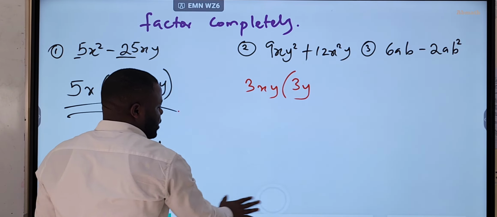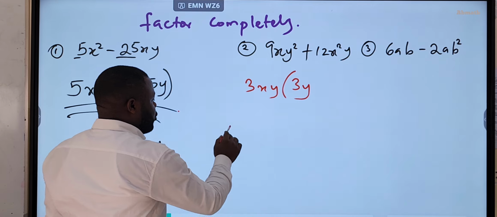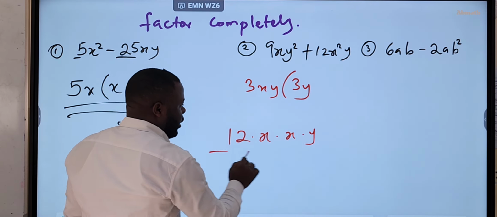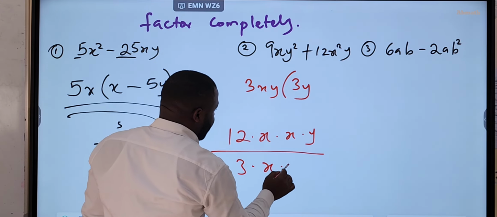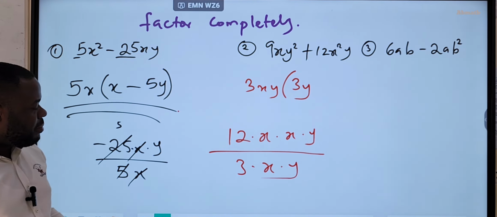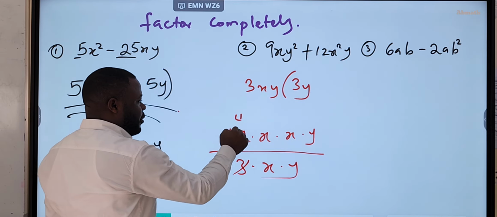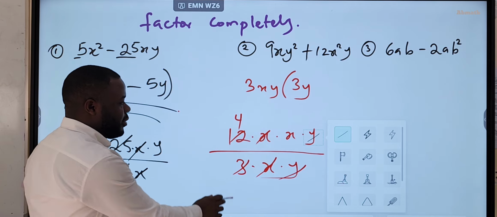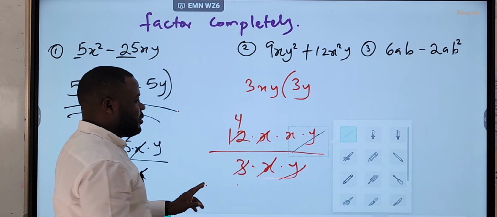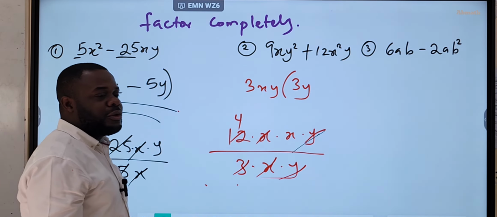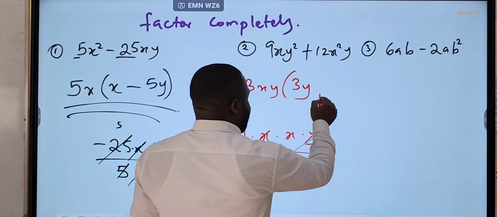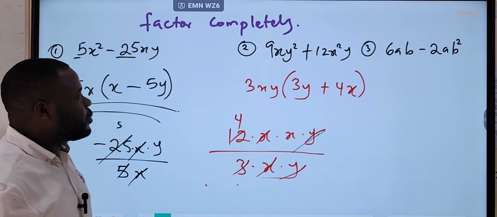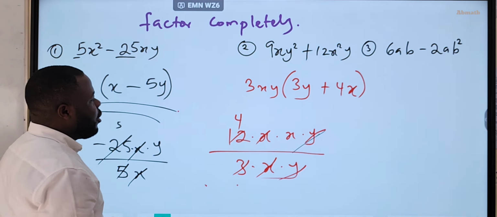So when you are done with this, the next thing you need to do is the second term, which is 12x multiplied by x multiplied by y, then divide by 3 multiplied by x multiplied by y. The same thing. 12 divided by 3 is 4, right? X will cancel out x, and y will cancel out y. So this will give us 4x. So you now say plus 4x. And that is how to factor this expression completely.